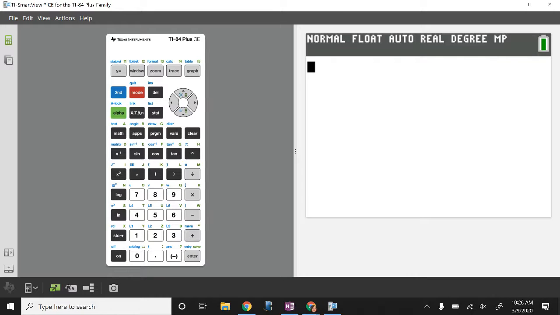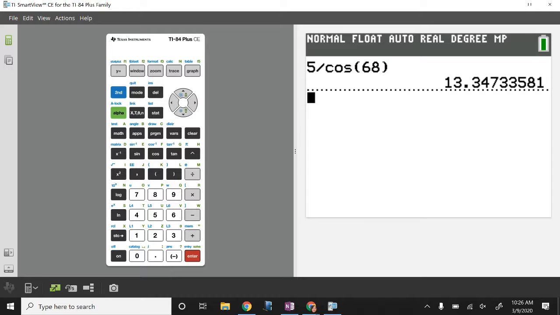All right, so we're typing in what? 5 divided by cosine. Do we hit inverse cosine or just cosine? Regular cosine because we know the angle measure, right? And the angle measure is 68 degrees. And then close parentheses and hit enter. And are we getting about 13.3, everybody?